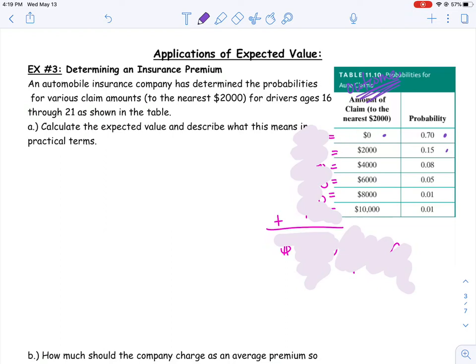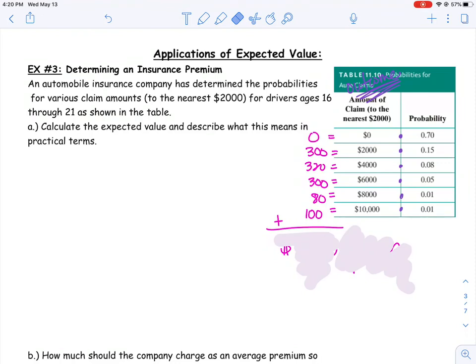There's a 15% chance they're going to have to pay out $2,000, 8% chance for $4,000, a 1% chance that they're going to have to shell out $8,000 to you, and a 1% chance that they're going to have to shell out $10,000 for you. Okay? So they took the outcome and the probability. In order to figure out expected value, we're going to take these numbers, the outcome and the probability, and we're going to multiply them together. So we're going to multiply 0 times 0.7 and 2,000 times 0.15 and so on. Let's go ahead and do that first.